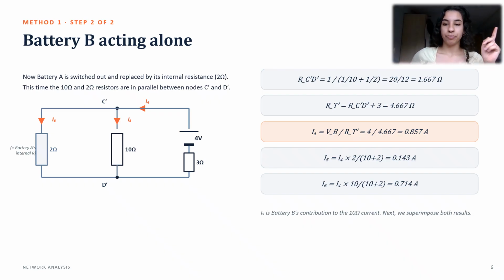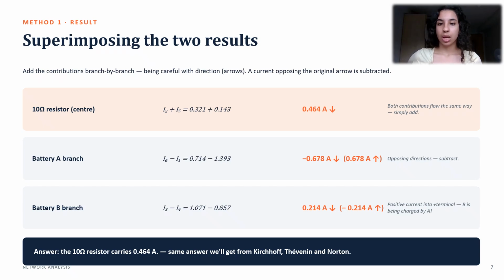And then to find I4, we use Ohm's law again. You get 0.857 amps. I5 is calculated the same way as the previous, which is I4 multiplied by 2 over 12, and then I6, I4 multiplied by 10 over 12, and you get all the currents you need. So we get the results.